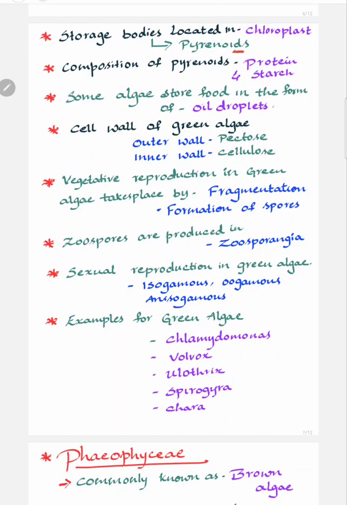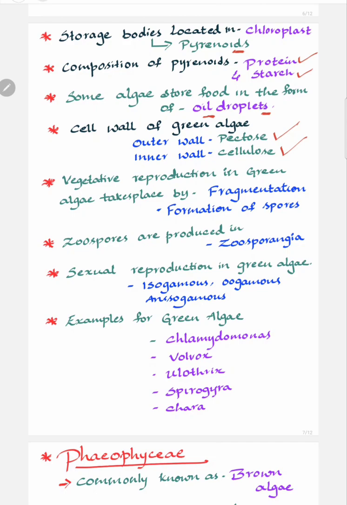The composition of the pyrenoids is protein and starch. Some algae store food in the form of oil droplets. Coming to the cell wall of green algae, the outer wall is made up of pectose and the inner wall is made up of cellulose. Next is reproduction.